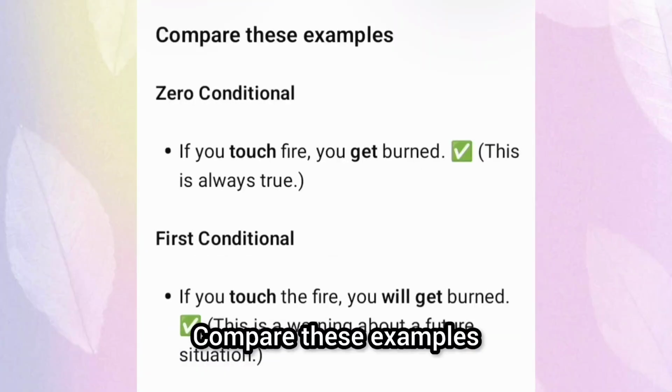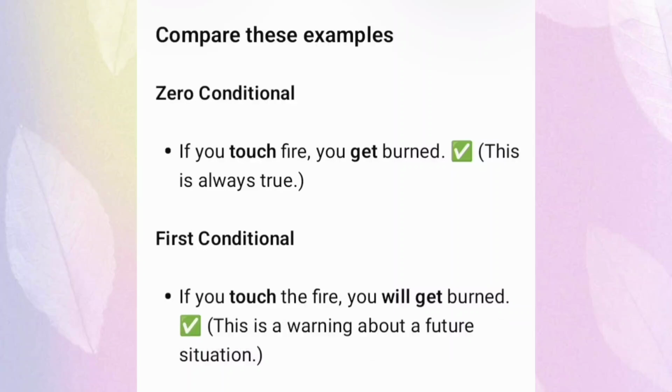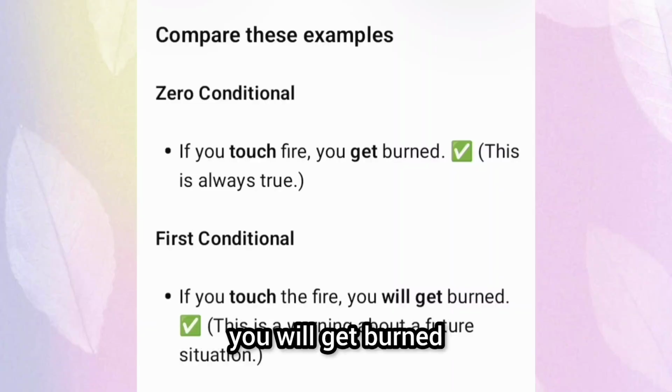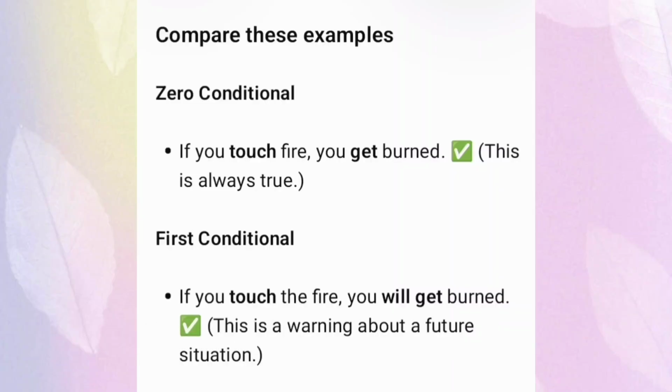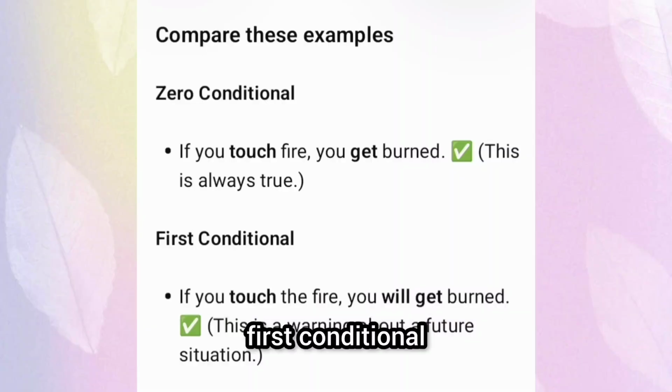Compare these examples. Zero conditional: if you touch fire, you get burned. This is always true. First conditional: if you touch the fire, you will get burned. This is a warning about a future situation. These are the differences between zero conditional and first conditional.